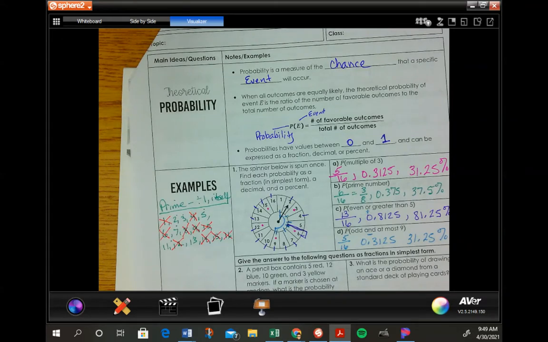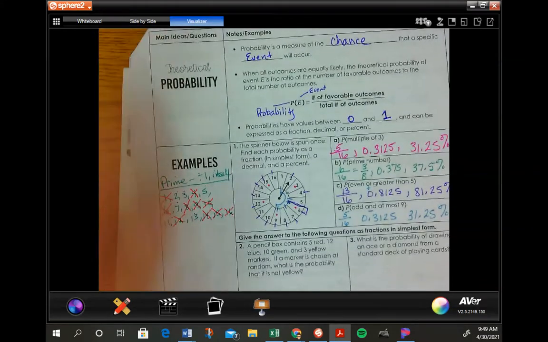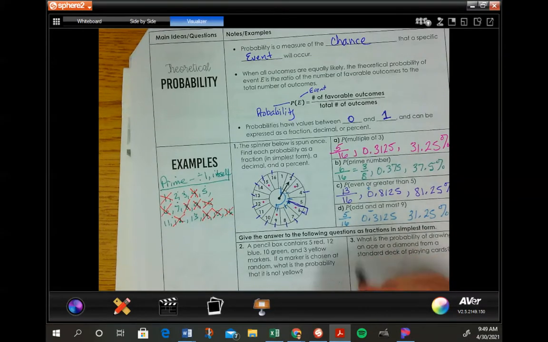So let's look at number 2. A pencil box contains 5 red, 12 blue, 10 green, and 3 yellow markers. If a marker is chosen at random, what is the probability that it is not yellow? Not yellow. So let's think about that. Okay. So not yellow.